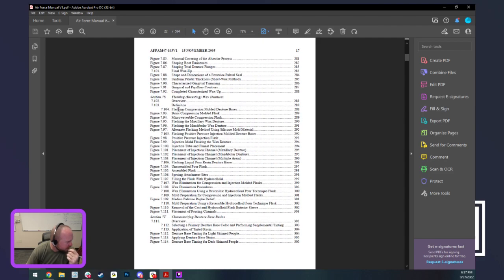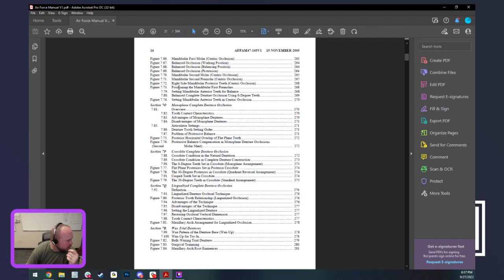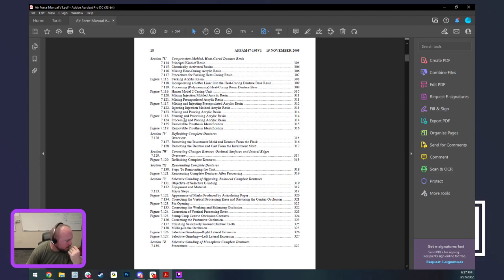So I saw this flasking compression molded denture bases. So there's microwavable compression flasks. And then I was looking for the Fovea Palatine where they did that, but it would have been up in model preparation. That's usually in model prep. Not everybody does it like we do.